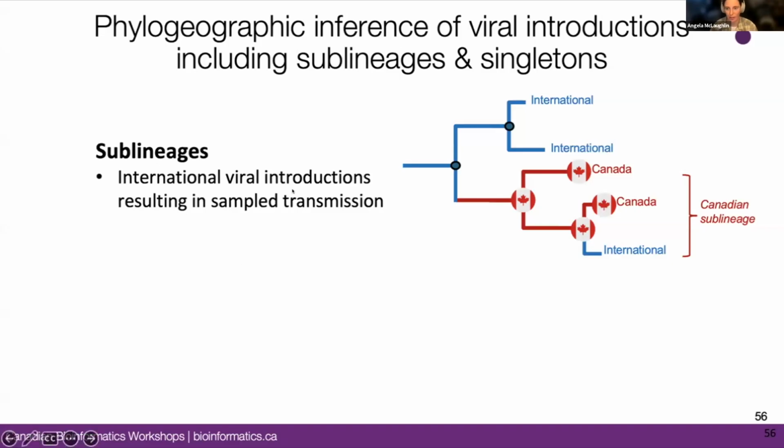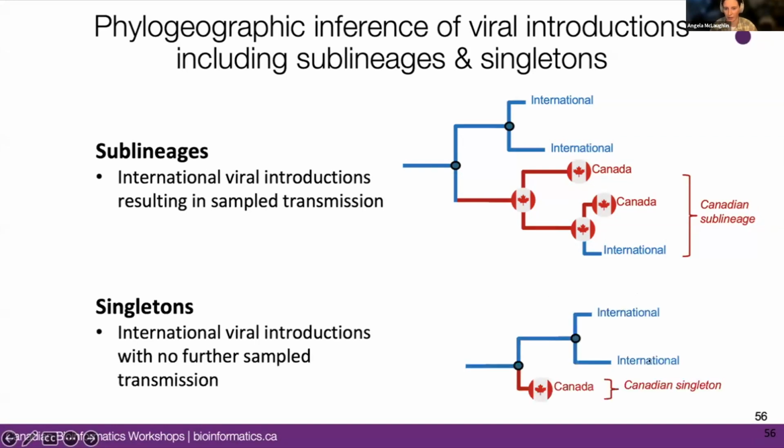Sublineages in this context for SARS-CoV-2 are international viral introductions resulting in sampled transmission. They might also have spilled back into another country. And then we also have singletons, which are international introductions with no further sampled transmission.